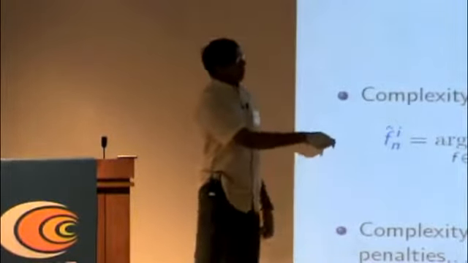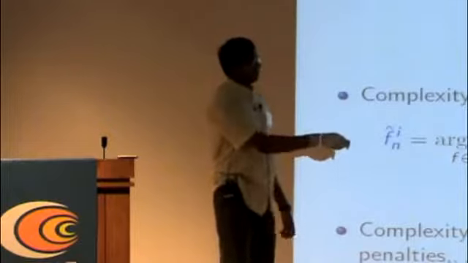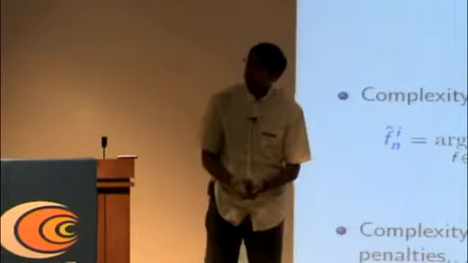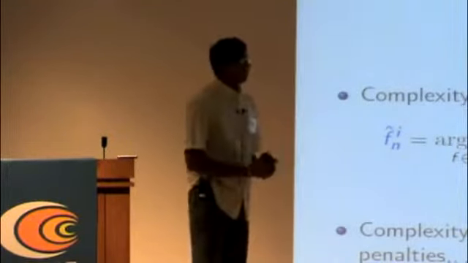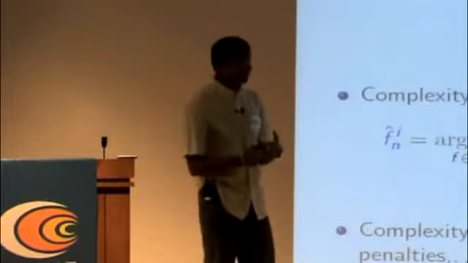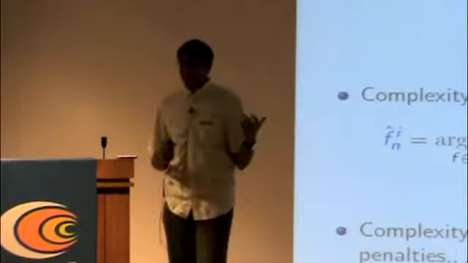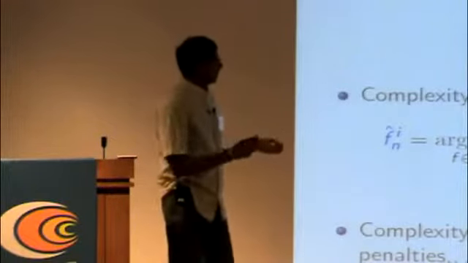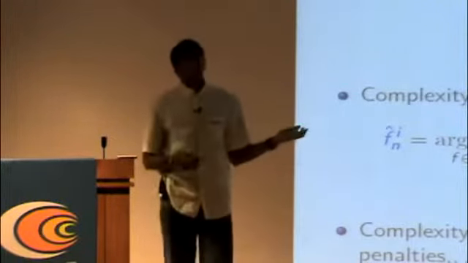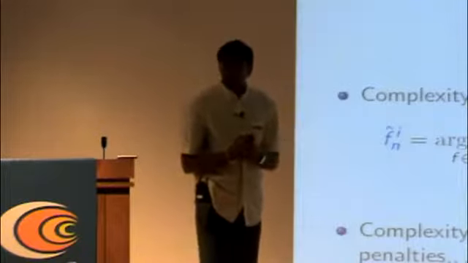And plugging in different choices of the complexity term here leads to different model selection methods. Some common ones being methods like AIC or BIC or the Mallows criterion. And the one particularly important one today for us would be those that are derived based on certain concentration inequalities.